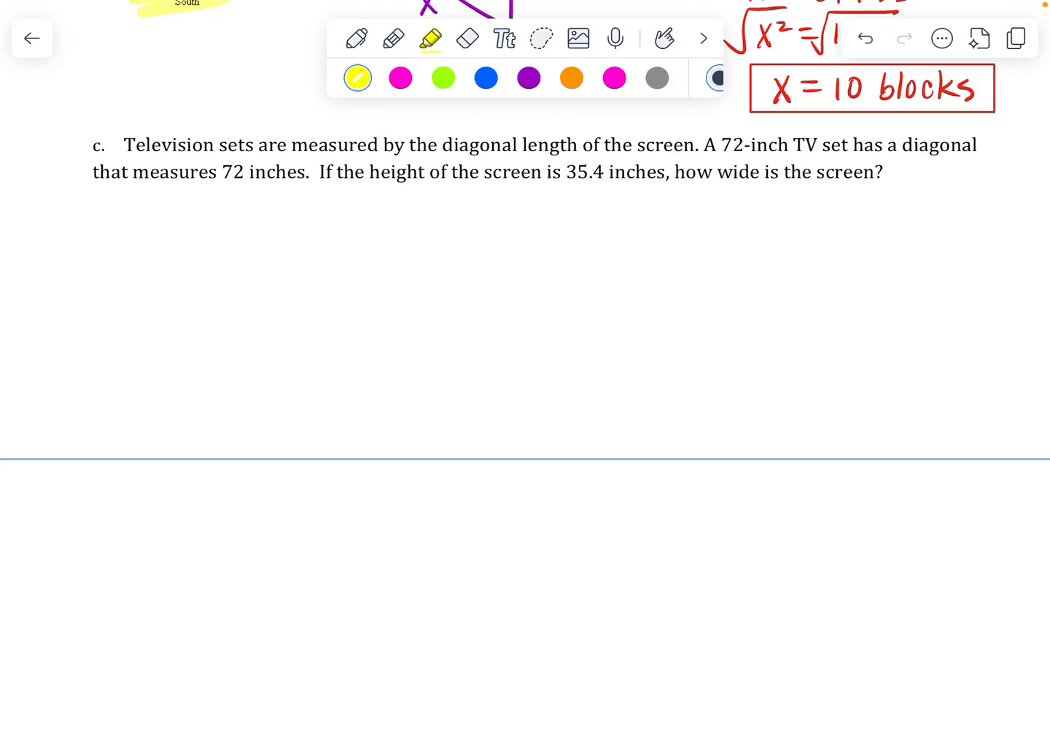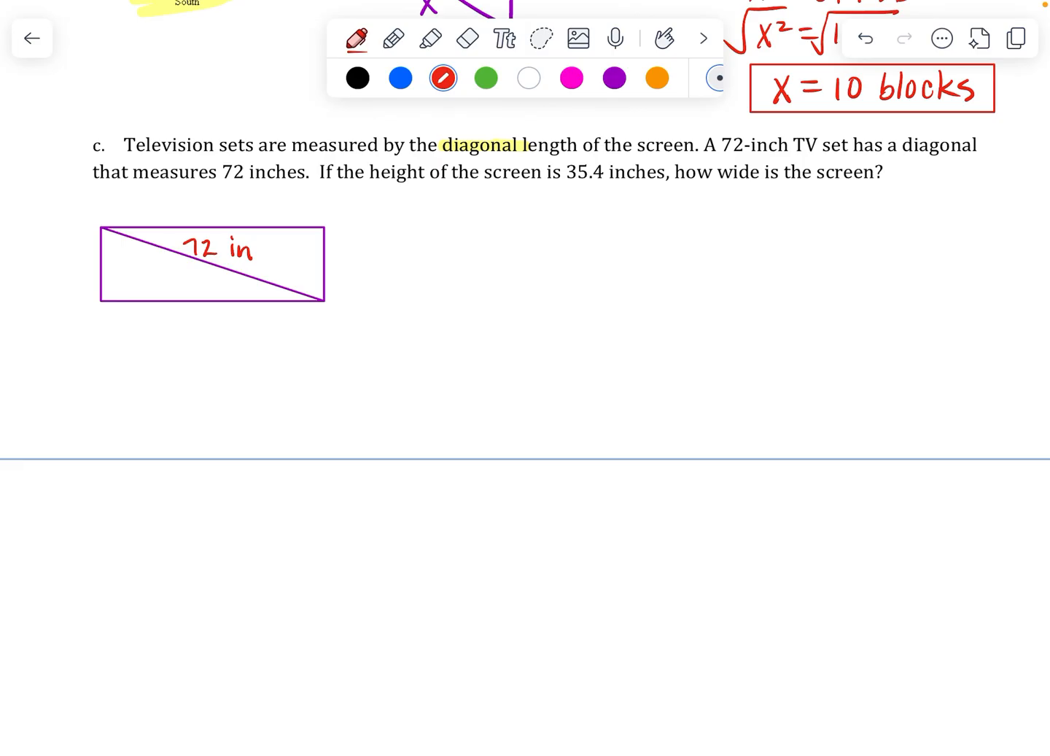All right, the last kind of word problem I want to show you is when it deals with something that isn't triangular to start out with. So a television set is definitely not a triangle. A television set is a rectangle. So it says a television set is measured by the diagonal length. A diagonal means you're going from opposite corner to opposite corner. So if I go from opposite corner to opposite corner, it would look something like that. It says a 72-inch TV set has a diagonal that measures 72. So on that diagonal I just drew in, I'm going to put 72 inches.